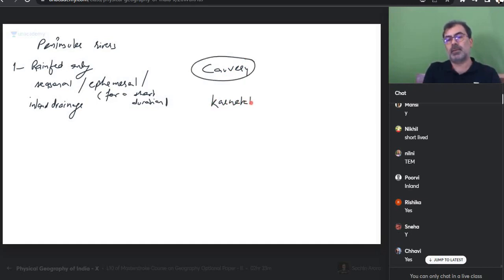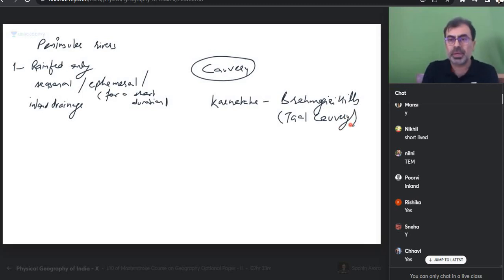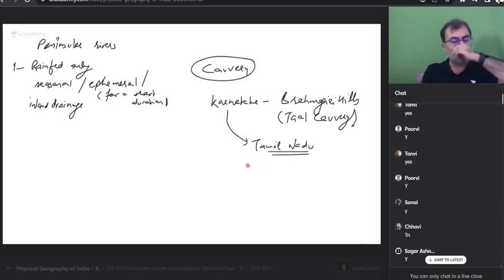कर्नाटका में a place called ब्रह्मगिरी हिल्स, ताल कावेरी, यहाँ से ओरिजिनेट होती है. Do we get that? Flows from Karnataka to Tamil Nadu. System will have tributaries coming from Kerala also. I'm not getting into that. Kerala, Puducherry, let's keep out of the story.